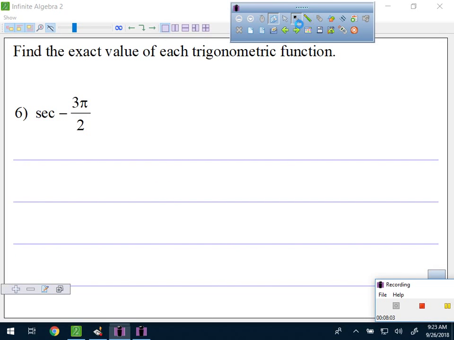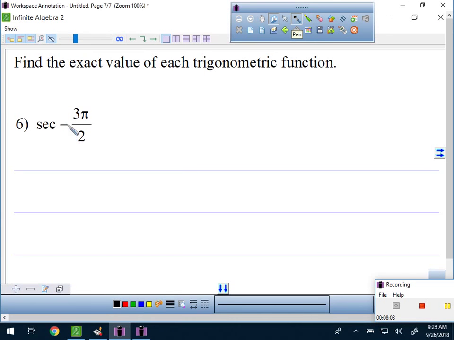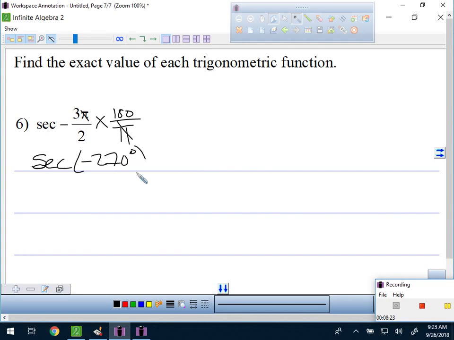We already did one of these a while ago, so it's just a double problem. First thing you would do is convert this into degrees. So multiply that by 180 over pi. And so when you do that, you should get 90 times 3. You should get 270. And this is what's interesting. You're going to get secant of negative 270 degrees.